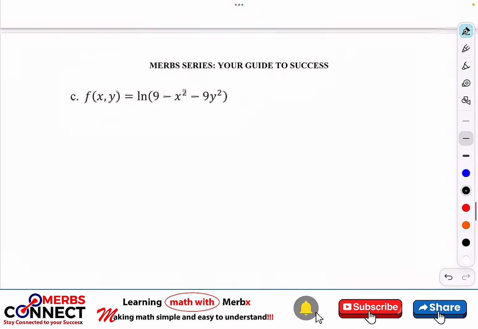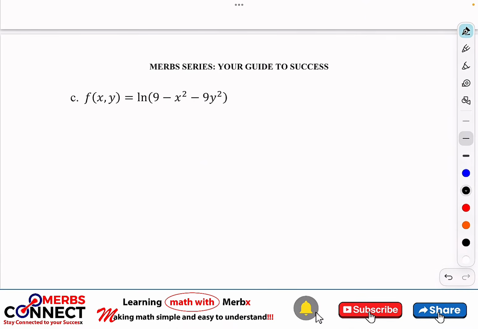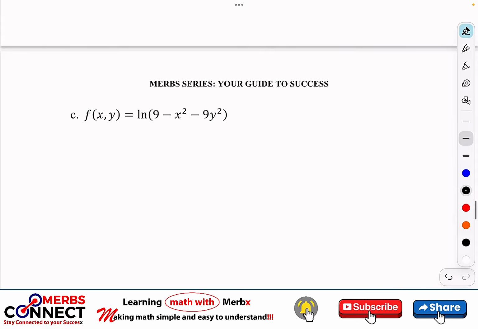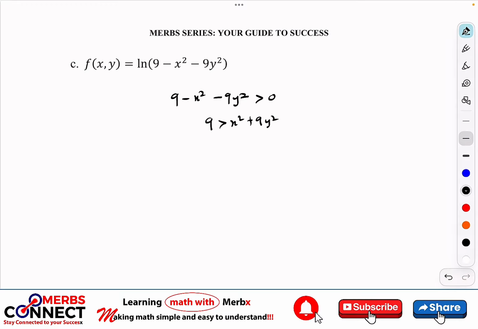So let's check whether this is a circle or hyperbola. First, the domain: 9 minus x squared minus 9y squared should be greater than 0. That's the first thing that we need here. And then 9 is greater than x squared plus 9y squared. So now I can rewrite this one as x squared plus 9y squared, which is less than 9.